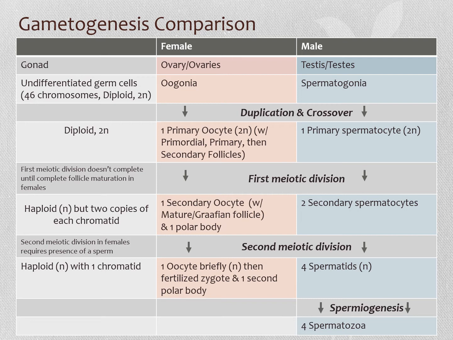This is that same information in a table form with a bit more detail that I'm going to ask you to be responsible for. But it basically just shows us, again, we start out with oogonia or spermatogonia, we do duplication and crossover, now we call it an oocyte or a spermatocyte. Then we do our two divisions, right? And at the end of spermatogenesis, we have spermatids that undergo spermiogenesis to become sperm cells. And then at the end of oogenesis, we only have one gamete at the end.